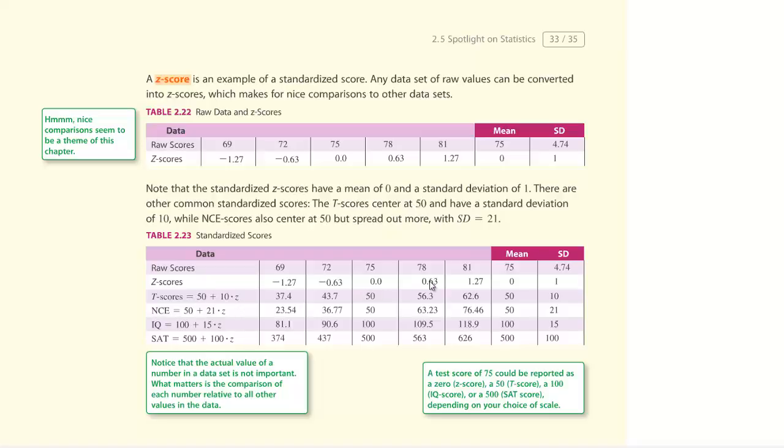So you can take a z-score on this test, whatever it is, multiply it by 15, add it to 100, and that tells you what your IQ is. So if this test has an average of 75 and you got an 81 on it, that means your IQ should be roughly 119.